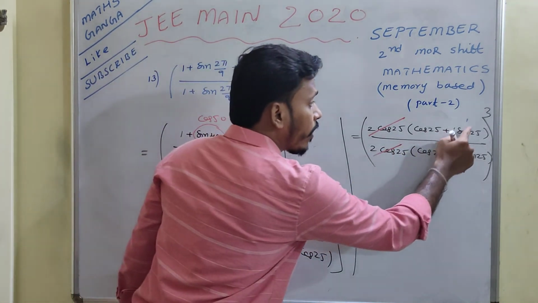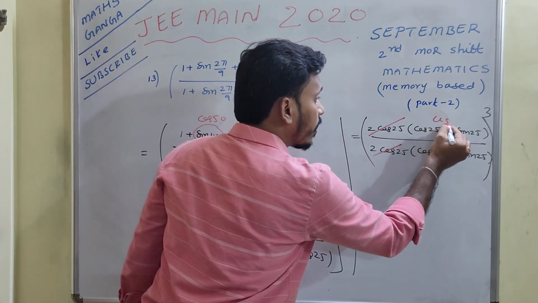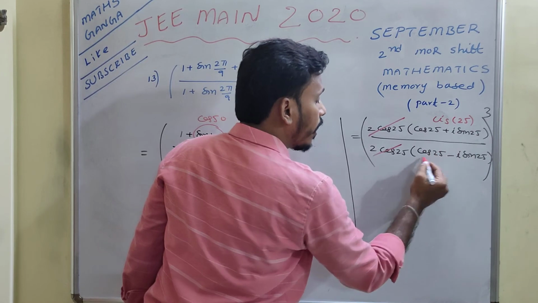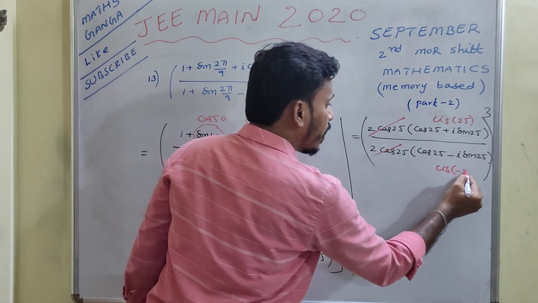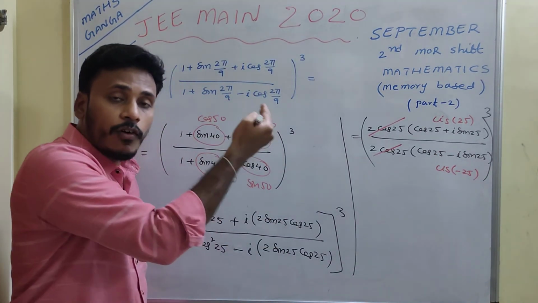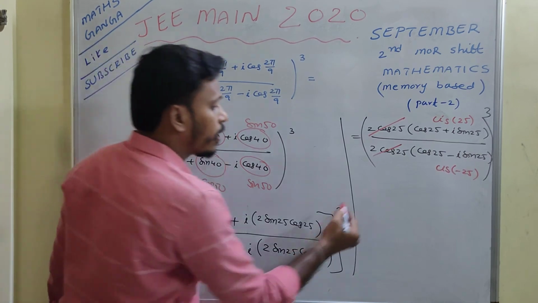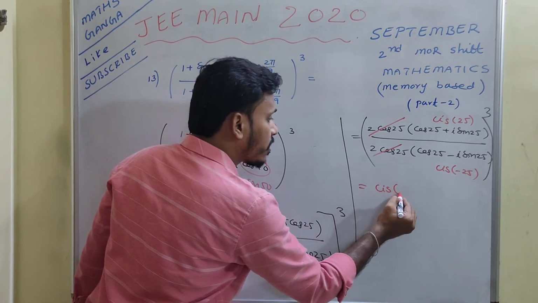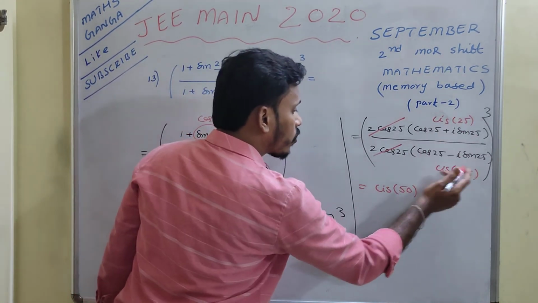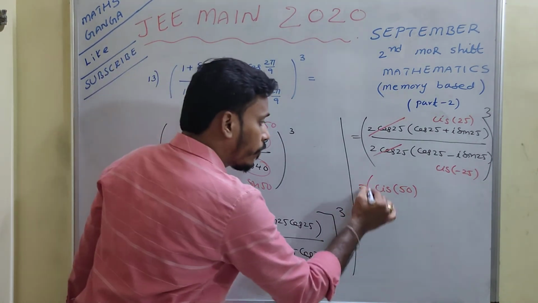This cos 25 plus i sin 25 is simply nothing but cis 25. And this is simply nothing but cis of minus 25. Cis alpha by cis beta is cis of alpha minus beta. From there you will have it as cis 50, 25 minus of minus 25. Cis 50 to the power 3.